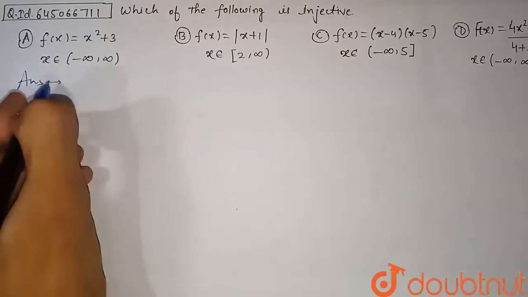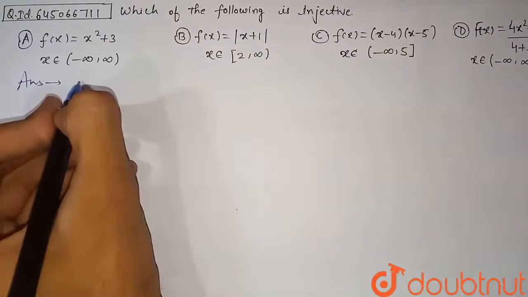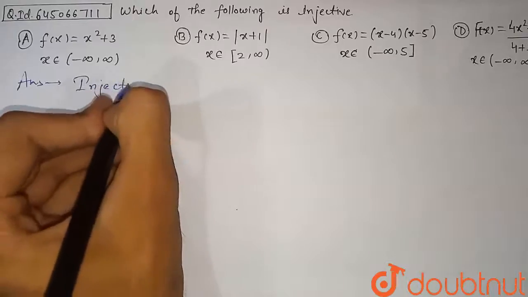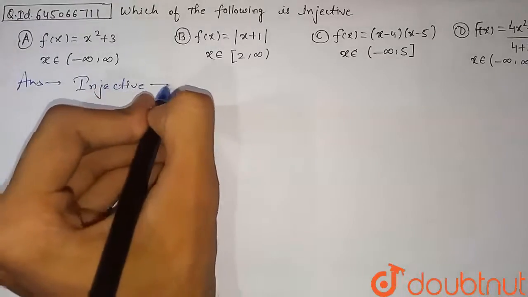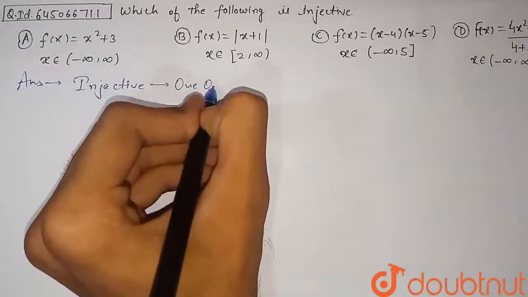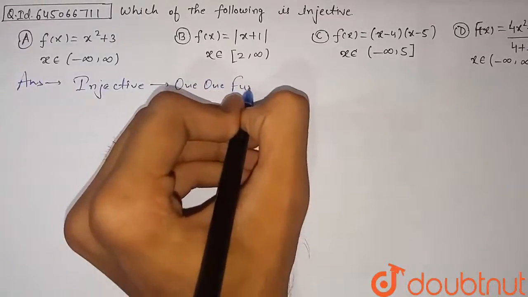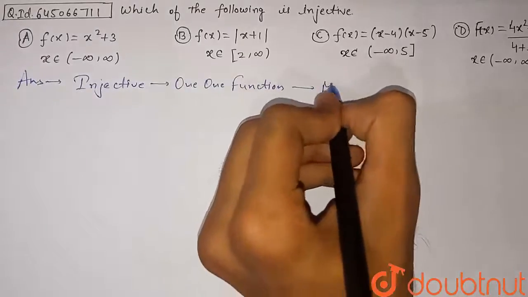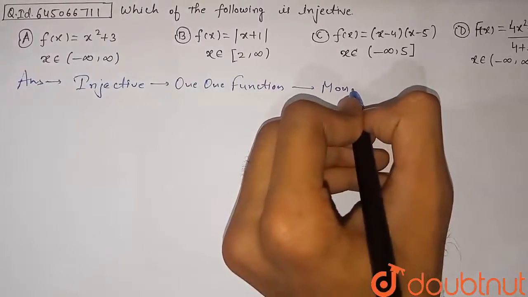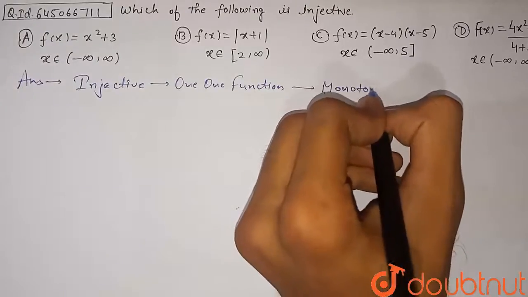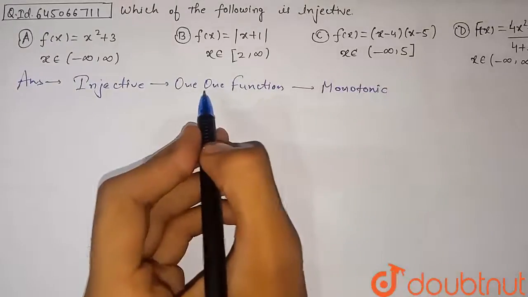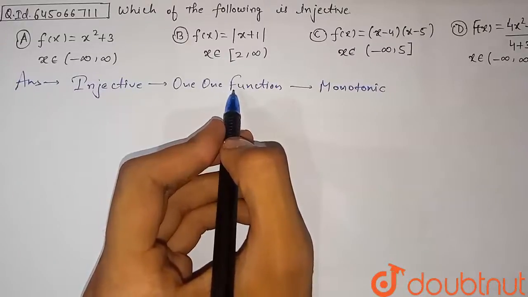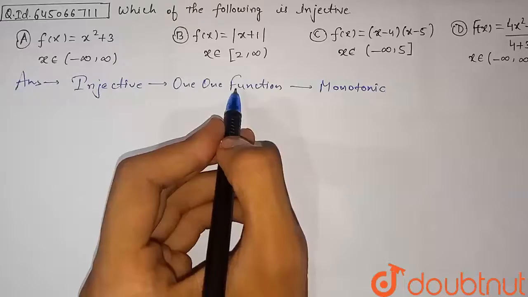First we will understand the meaning of injective. Injective basically means a one-one function. Further, if we describe this one-one function, we can say that it is monotonic. Monotonic means the function is either increasing or decreasing, that is, it has the same sign of slope: either the slope is positive or the slope is negative.